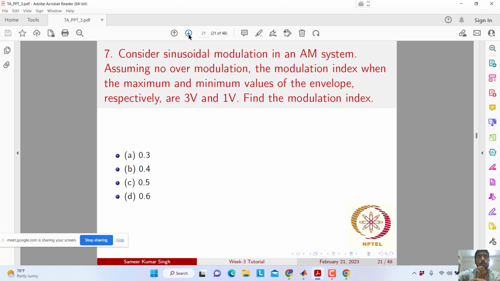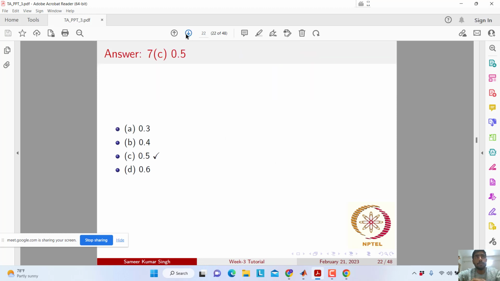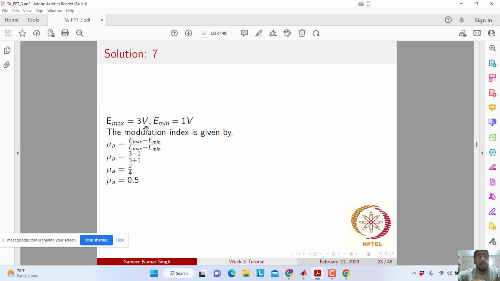Okay. So the answer will be C part, and here is how it comes. We have an envelope, and the maximum value is given as 3 volt and the minimum value is given as 1 volt. Now we have to calculate the modulation index, and that is a general formula. It will be E max minus E min upon E max plus E min, so it will be plus in the denominator. From there you just put the values: 3 minus 1 upon 3 plus 1, and it will become 0.5.